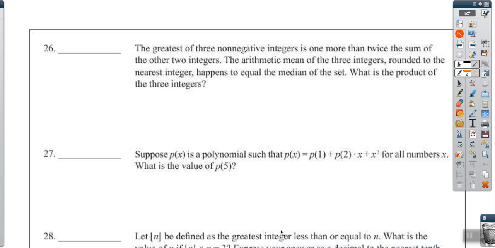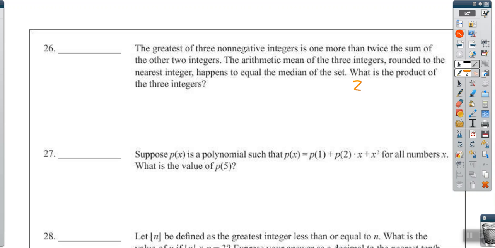The greatest of three non-negative integers is one more than twice the sum of the other two numbers. The arithmetic mean, so that's the average of the three integers, rounded to the nearest integer happens to also equal the median of the set. What is the product? So we need to multiply all three numbers together. What is the product of the three numbers? All right, so first thing, it says that the greatest number is equal to 1 more than twice the sum of the other two numbers.